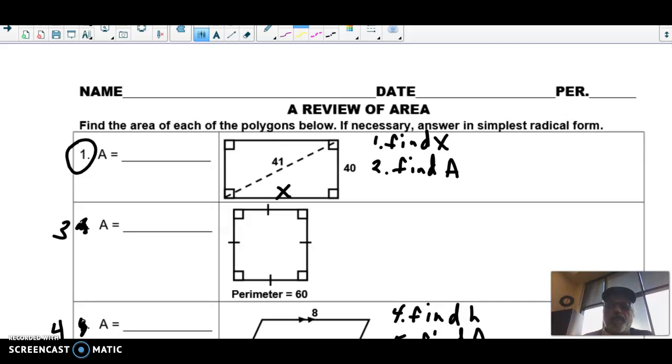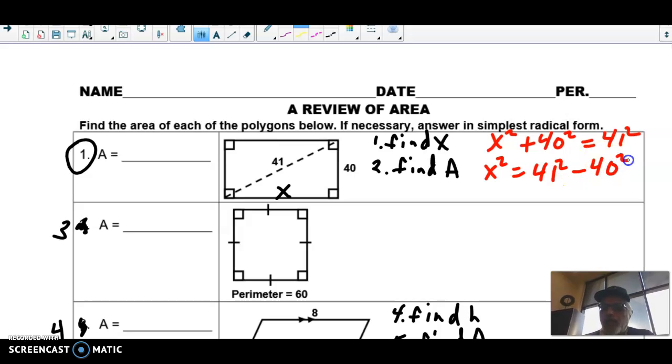you're going to have x squared plus 40 squared equals 41 squared. And to solve this, we'll have x squared equals 41 squared minus 40 squared, and then we'll take the square root of both sides, and then we'll find x.